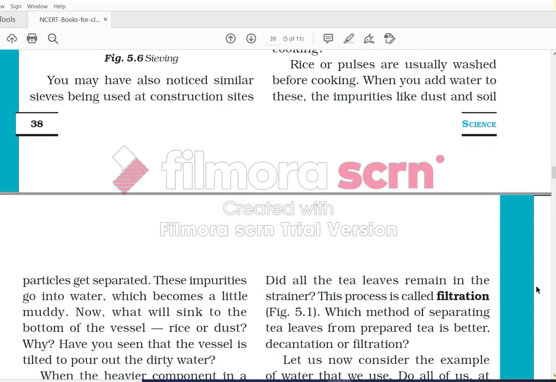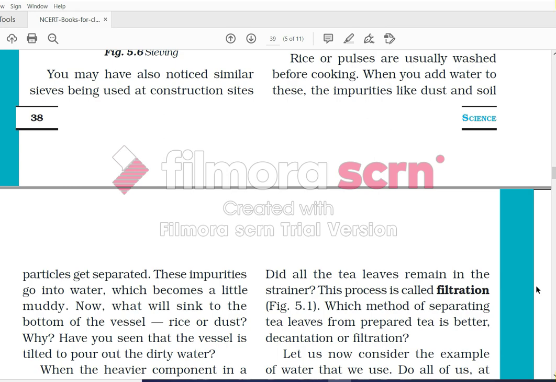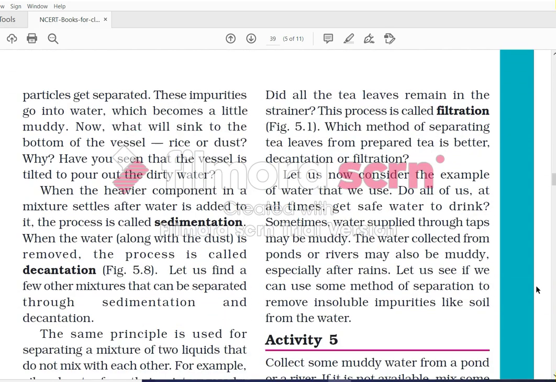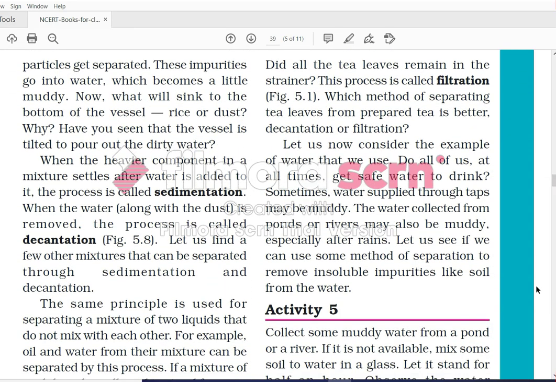Rice or pulses are usually washed before cooking. When you add water, impurities like dust and soil particles get separated. These impurities go into the water, which becomes a little muddy. Now, what will sink to the bottom of the vessel, rice or dust? Obviously, the rice would settle or sink at the bottom of the vessel.